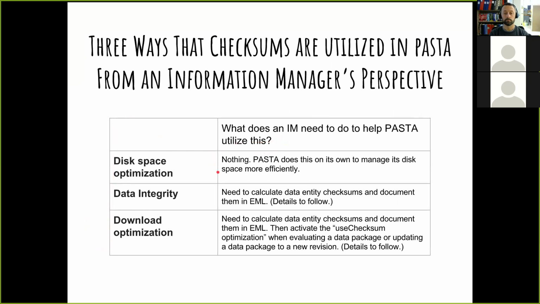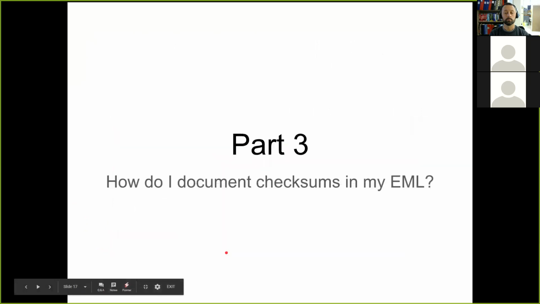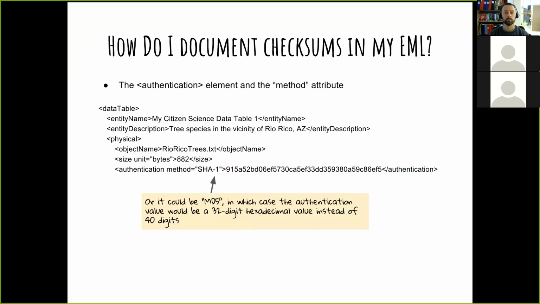So from an information manager's perspective, what does an IM need to do to help PASTA utilize checksums? For disk space optimization, nothing. PASTA is doing this on its own to manage its disk space more efficiently. For data integrity, we'll need to calculate data entity checksums and document them in the EML. More details will follow. For download optimization, we need to calculate data entity checksums and document them into the EML. And then we need to activate the useChecksum optimization when evaluating a data package or updating a data package to a new revision, and more details to follow. So how do I document checksums in my EML?